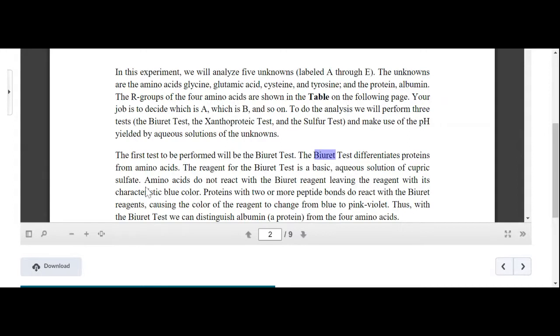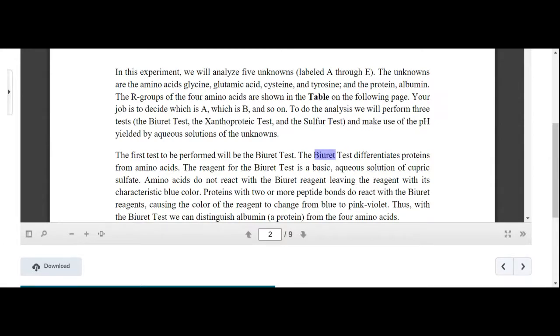Okay, so amino acids don't react with this, only protein would react with it. Protein with 2 or more peptides is going to react with it, and the color of the reagent is going to change from blue color to pink color. So just like with carbohydrates, we're going to have like 4, 5, or 6, maybe 5 different test tubes. We are going to label them, and to all of them, we are going to add the reagent.